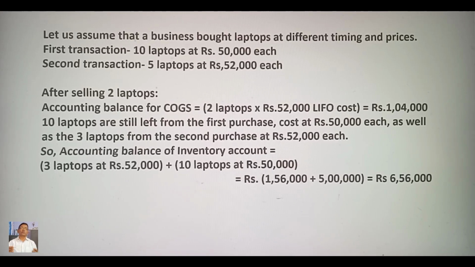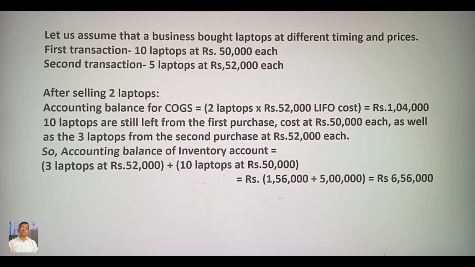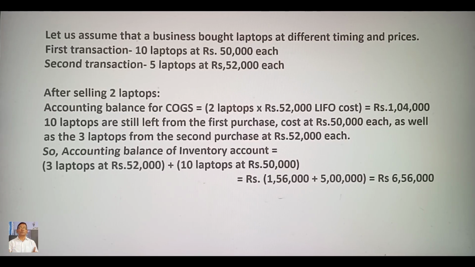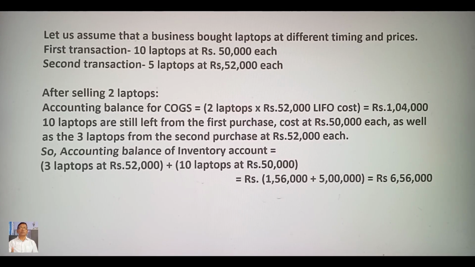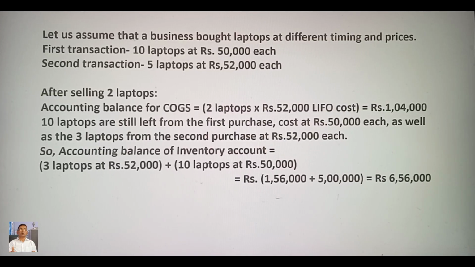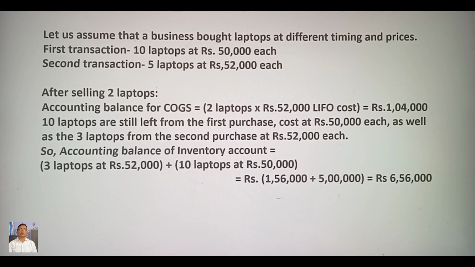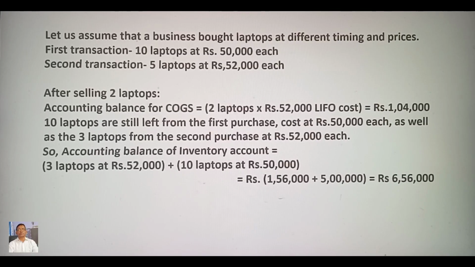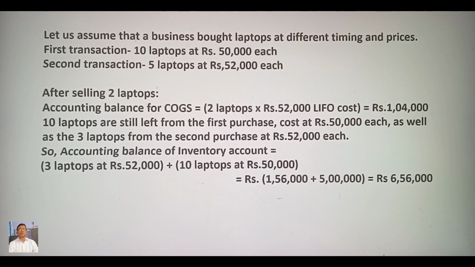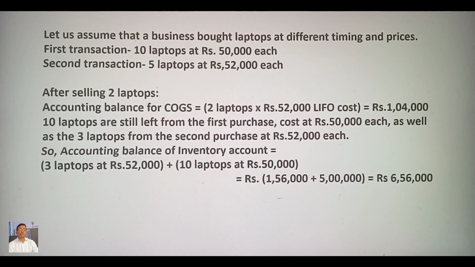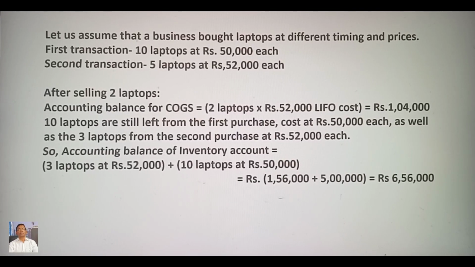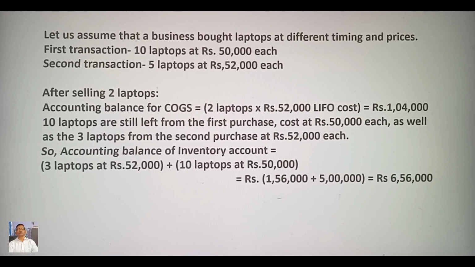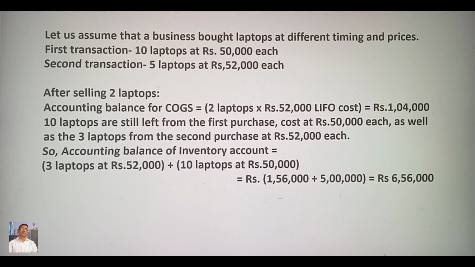After selling 2 laptops, accounting balance for COGS, cost of goods sold, is equal to 2 laptops into rupees 52,000, LIFO cost is equal to rupees 1,04,000. 10 laptops are still left from the first purchase, cost at rupees 50,000 each, as well as the 3 laptops from the second purchase at rupees 52,000 each.